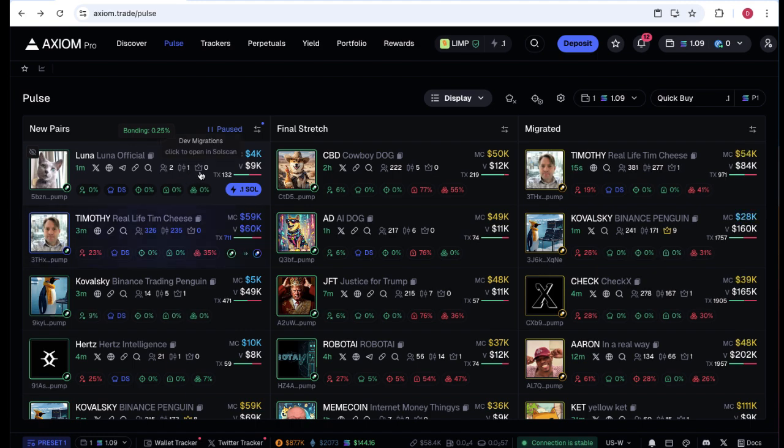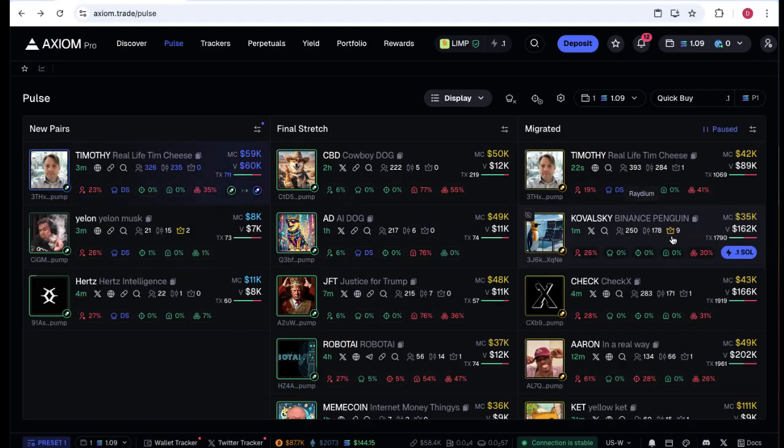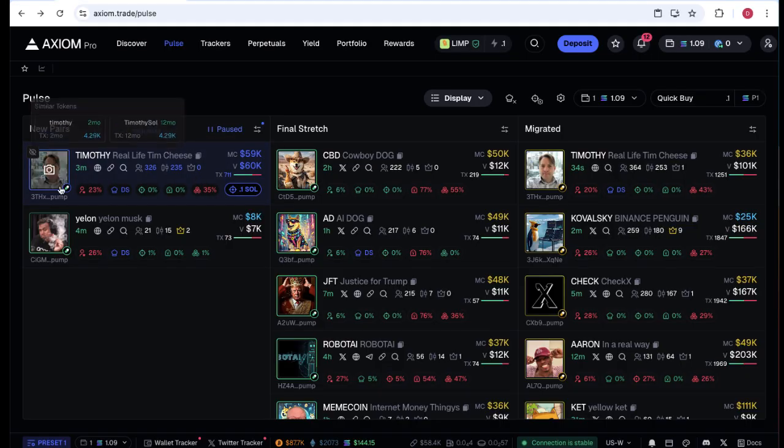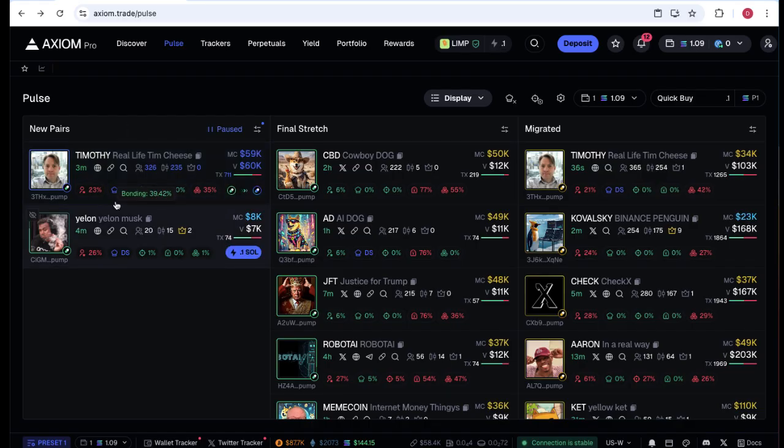And this little crown will let you know if the dev has graduated any tokens before. If the dev has a history, like look over here, if this is a 9, this dev has graduated 9 tokens, but look at this one now, 2. So if you see that crown has a number, that means how many tokens the dev has graduated. So there are a lot of things that Axiom is giving you right away to make a decision if you want to jump into that token.